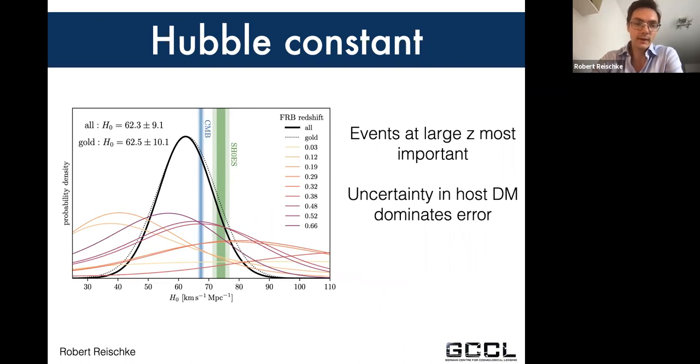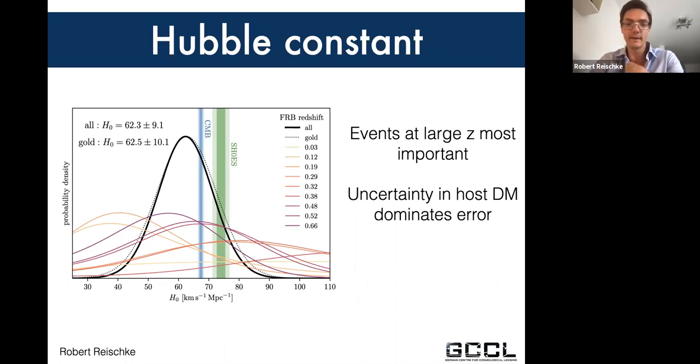What I show here is the posterior distribution of the Hubble parameter for all individual fast radio bursts in these colored lines, and for the gold sample as the dashed black line, and for the whole sample as the solid black line. What you can see is that the difference between the gold sample and the full sample is basically marginal.